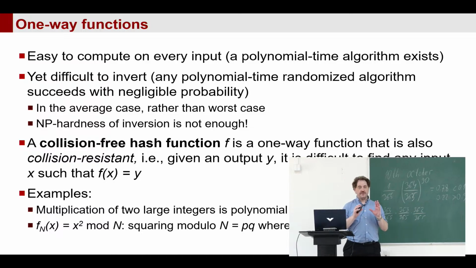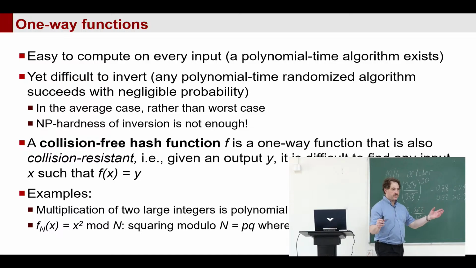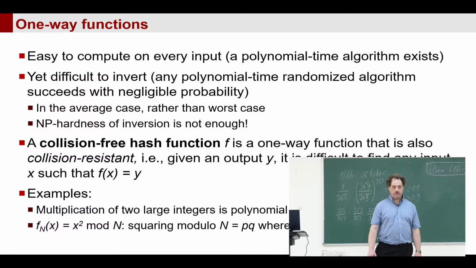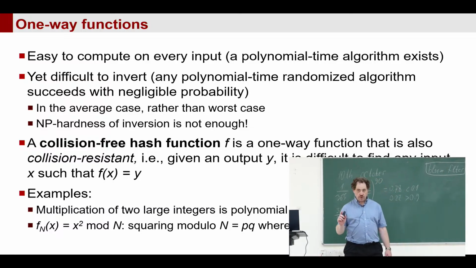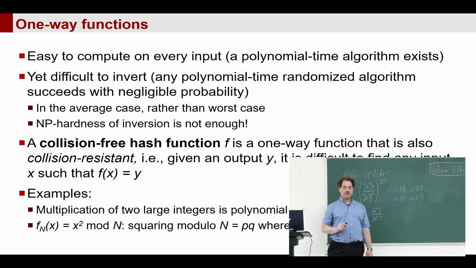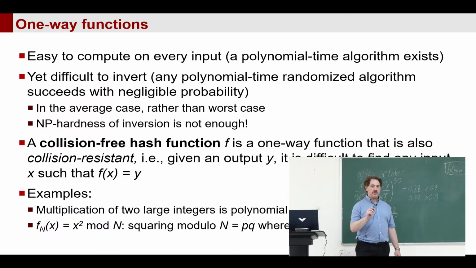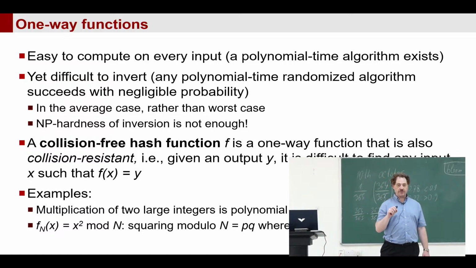Okay, what does it mean, difficult? Here we need to be careful, because in computer science, we associate difficulty with NP-hardness. This is not what we use for one-way functions. Why? Because NP-hardness means that there are some difficult instances. So in a problem, we have a lot of different instances, right, on which the problem can be applied.